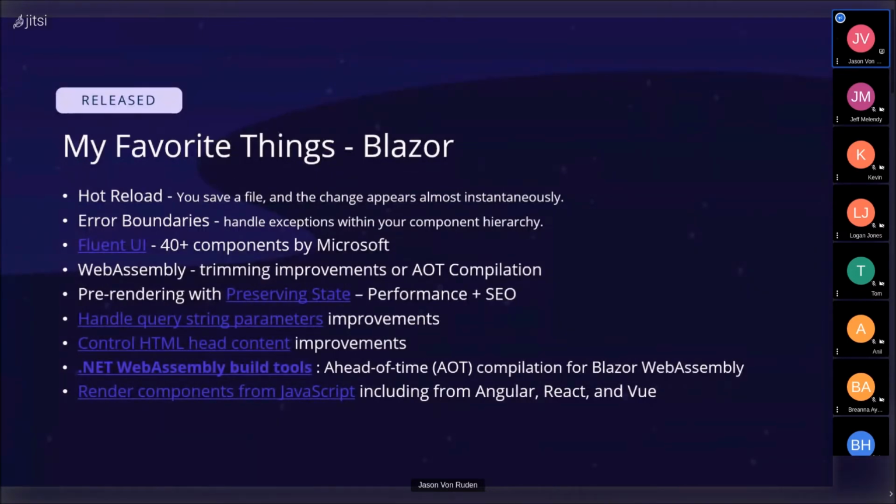I mentioned ahead-of-time compilation. There's a WebAssembly build tools workload. You have to opt into it and then download and install. But there are WebAssembly build tools that you would want to pull down for Visual Studio 2022 in order to give you the ability to do the ahead-of-time compilation. As I said before, it's a trade-off because it's going to create a bigger download size for your application, but it'll be more performant if that's a need for you.